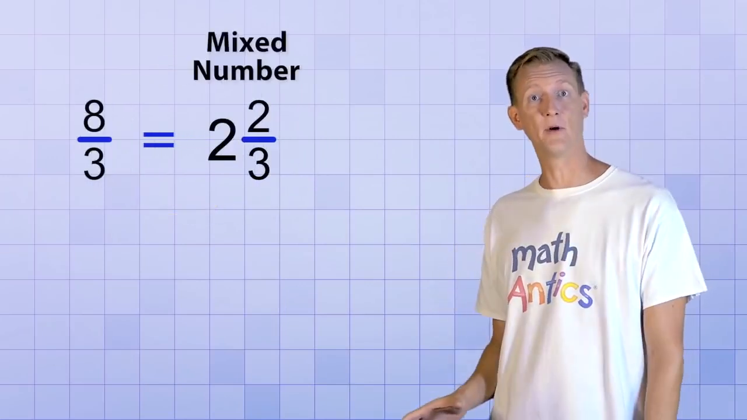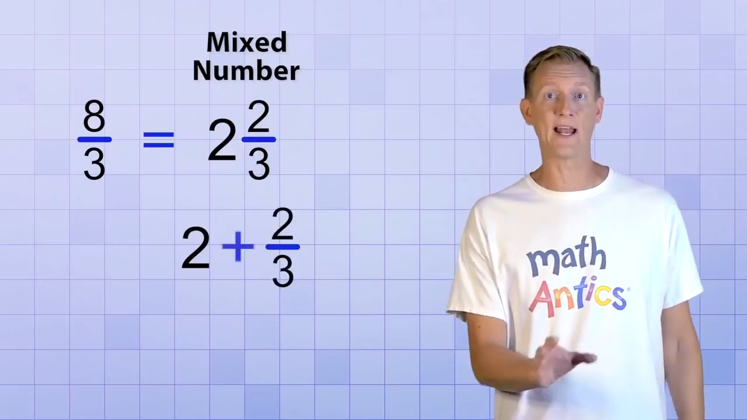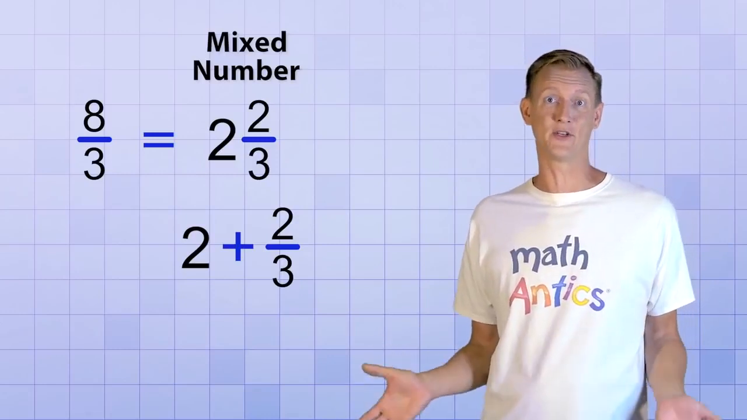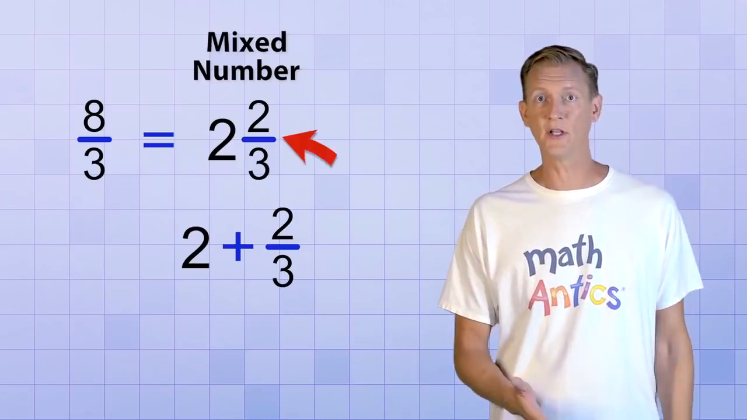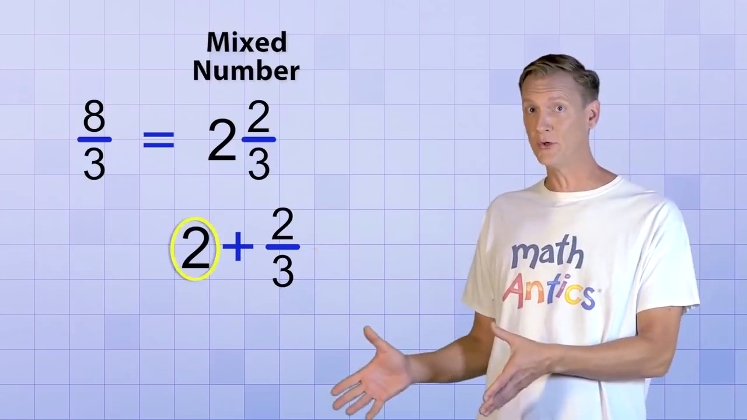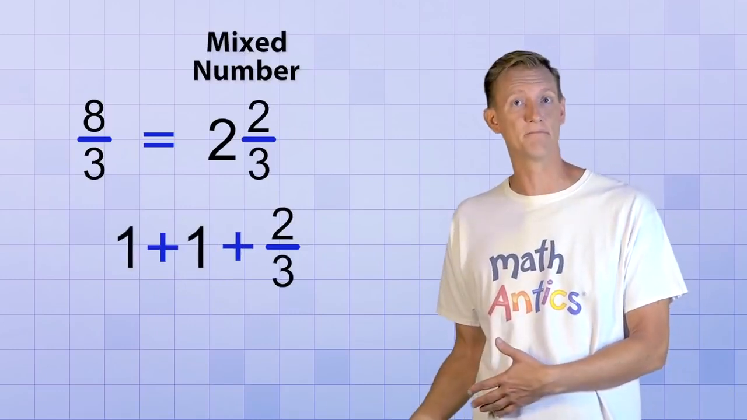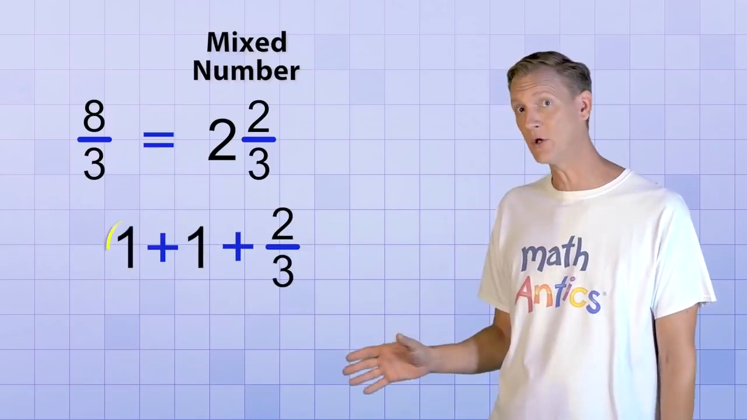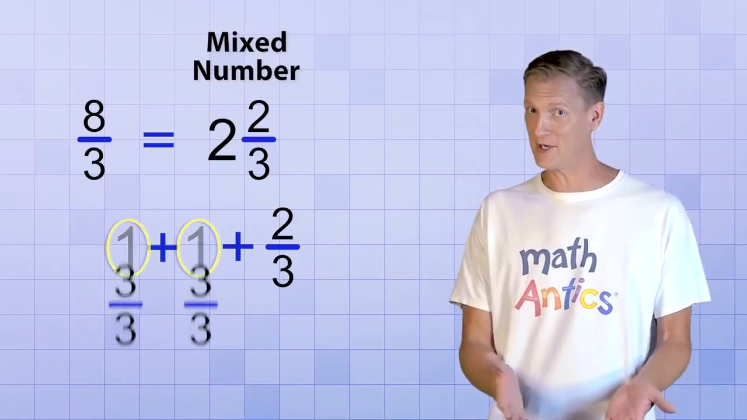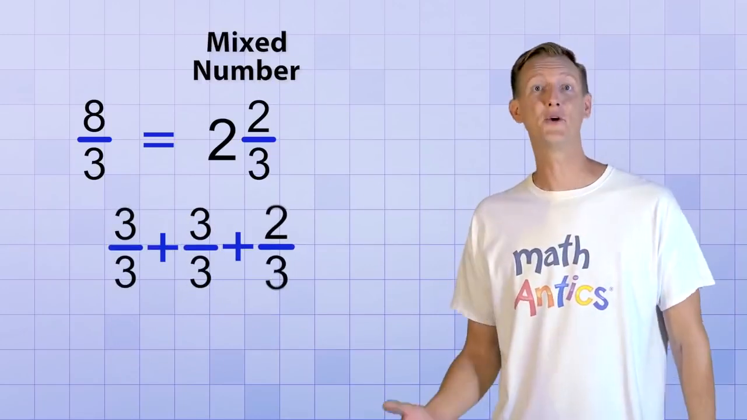And to show you that you can go back and forth between these two forms, check this out. In the mixed number 2 2/3, the whole number 2 and the fraction 2/3 are being added together. That's really important to know, even though the plus sign isn't usually shown. So 2 2/3 is really 2 plus 2/3. And if we wanted to, we could expand the 2 into 1 plus 1, right? That gives us 1 plus 1 plus 2/3. And then we could replace each of those 1s with the whole fraction 3/3, since 3/3 equals 1. That gives us 3/3 plus 3/3 plus 2/3.